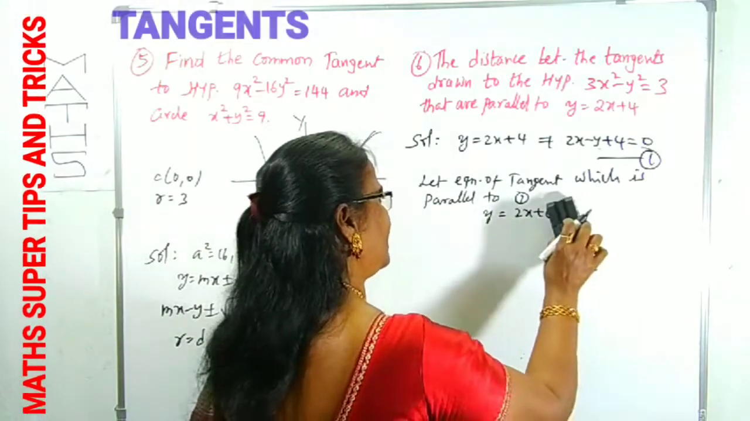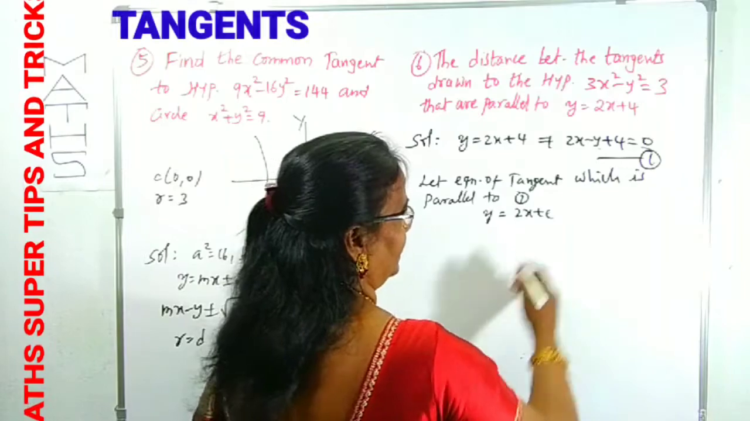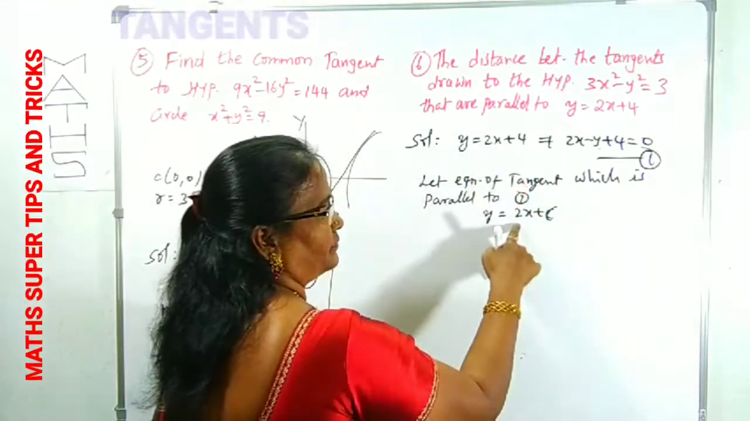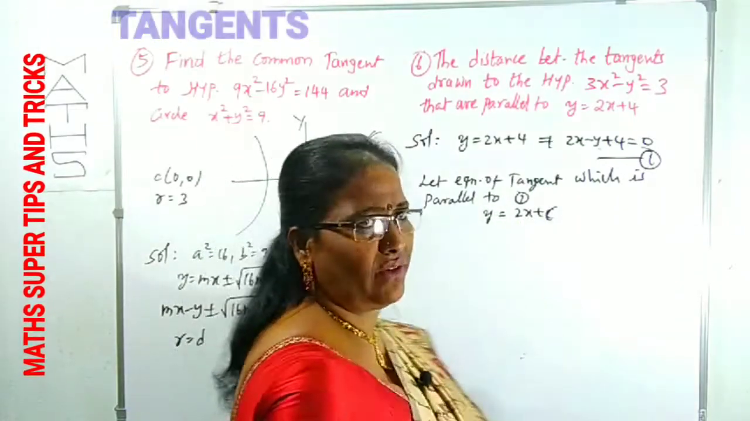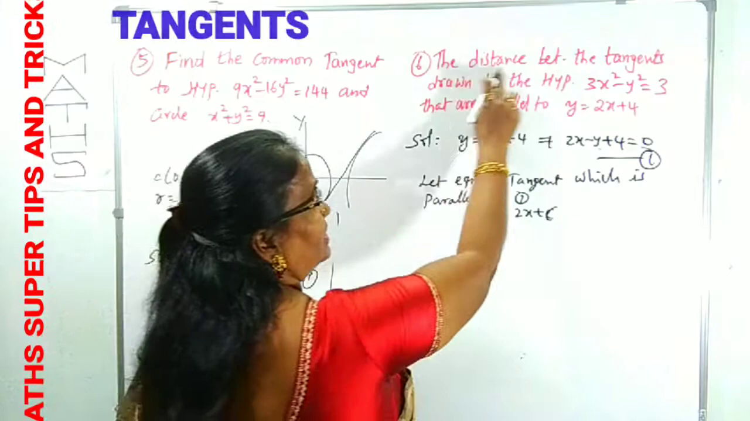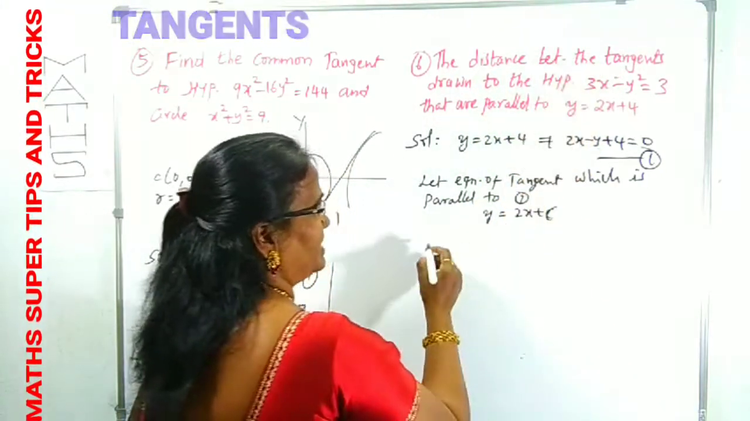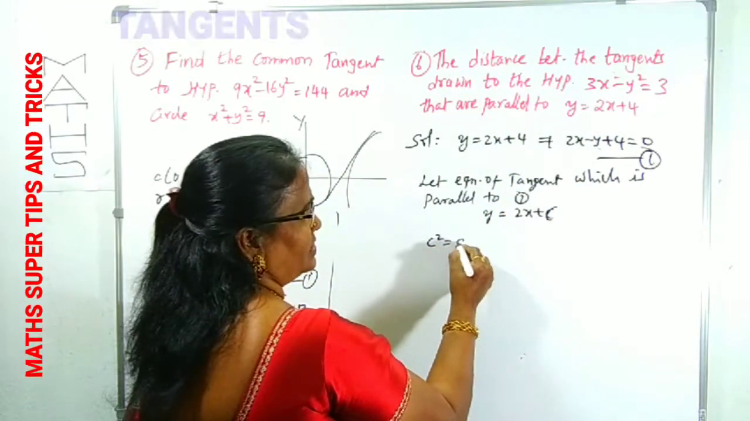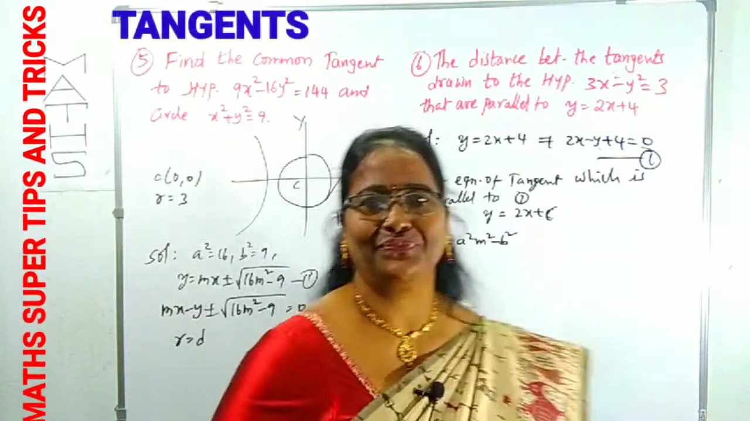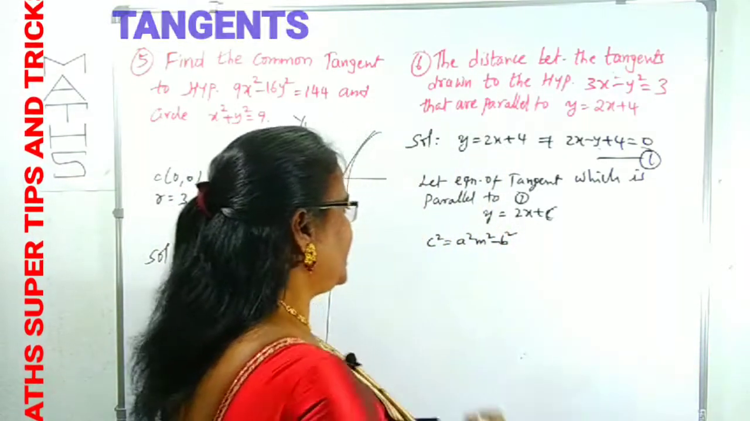Some c or e, whatever it may be, we can take some other letter. These slopes are equal. Instead of 4, we can take some constant c. Given that this is a tangent line, tangent means what? c square is equal to a square m square minus b square. Again, you can use the condition. c square is c square only.